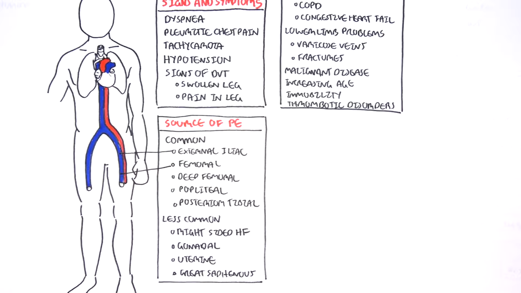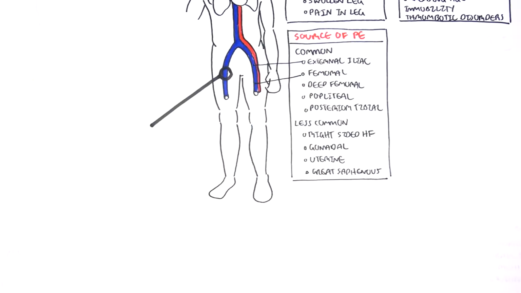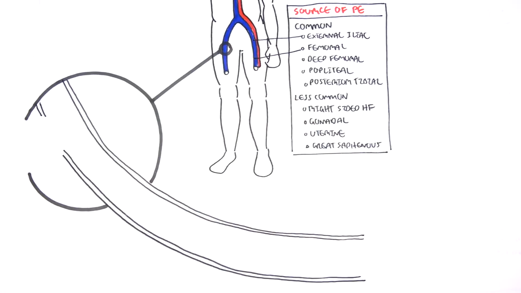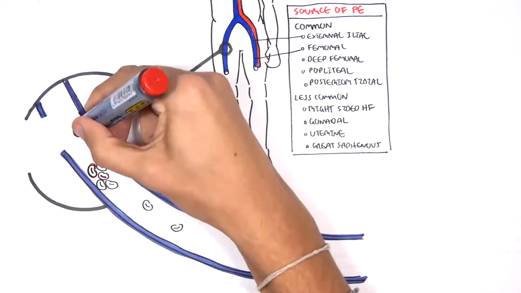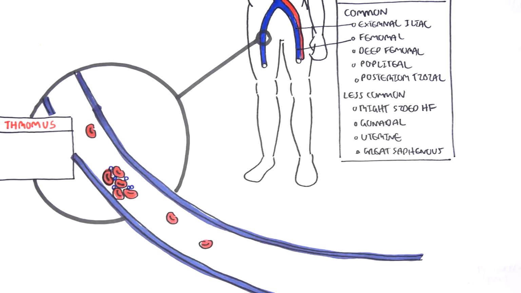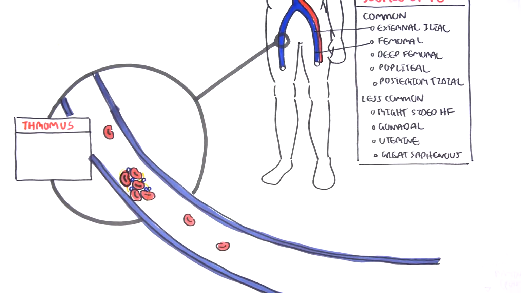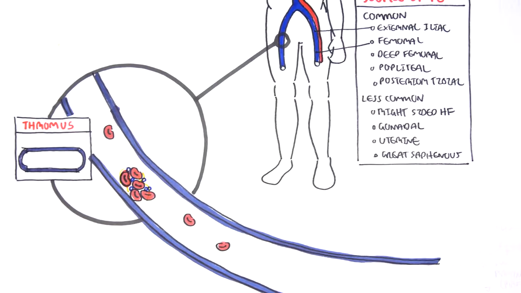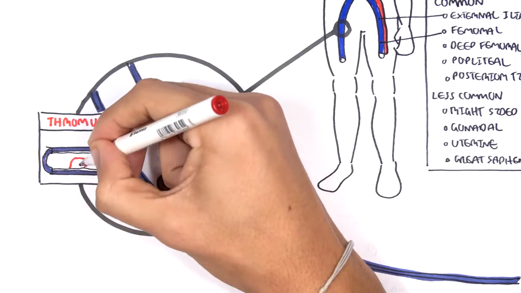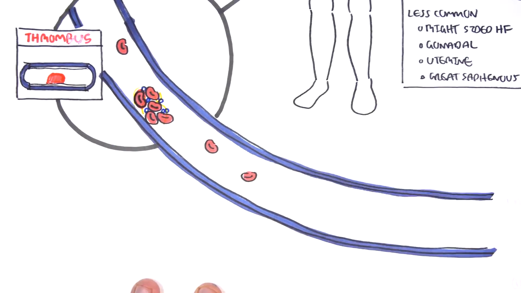So again, these are sources where thrombi can occur and then break off, lodging into your pulmonary arteries, causing pulmonary embolism. So what is a thrombus? Well, let's zoom into this, let's just say this external iliac vein. And here I'm drawing the external iliac vein. A thrombus is essentially a collection of red blood cells all clumped together with platelets and fibrin. So here I'm drawing this to represent a thrombus. Here we have a vein, and this red thing is the thrombus. So that's a representation of a thrombus.